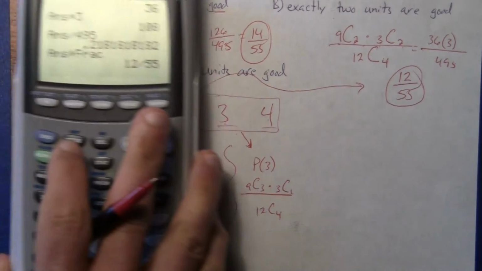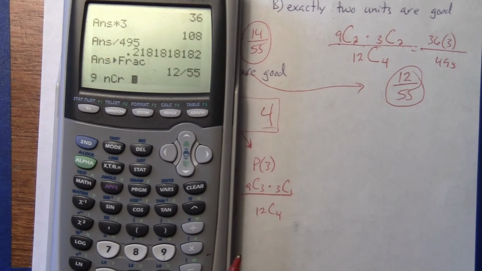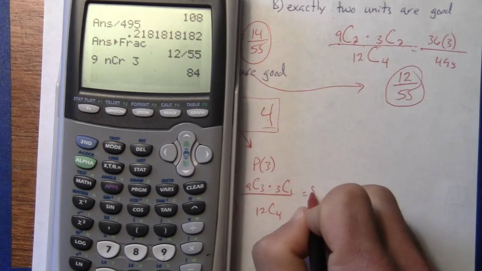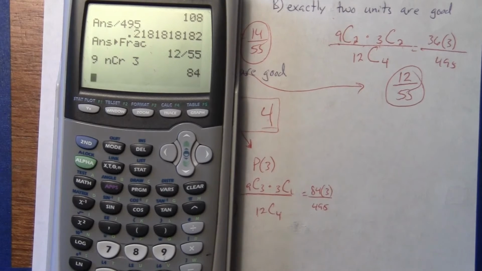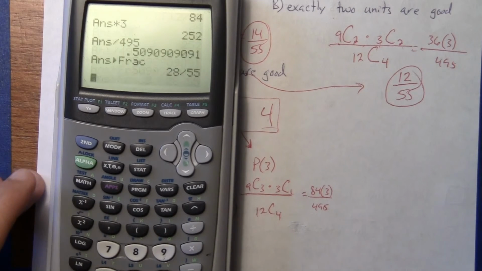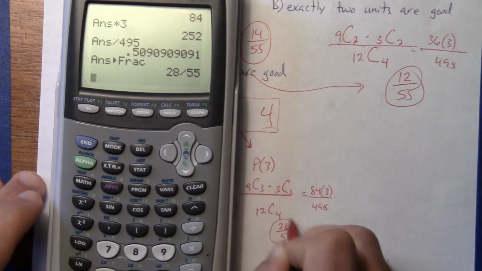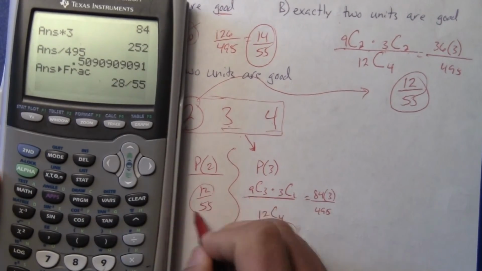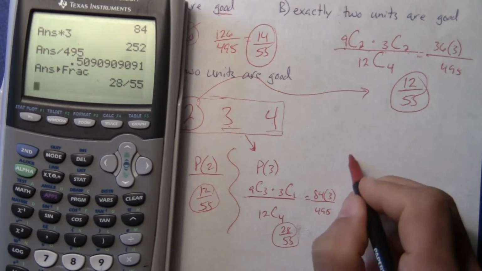And now I have to calculate these combinations. So 9C3 looks like it's 84. I know 3C1 is 3, and the denominator, of course, is not going to change. So 84 times 3 divided by 495 can give that decimal, approximately 51%. Or go ahead and change it to a fraction. This would be 28 out of 55. Remember, I'm going to eventually be adding all these together. So there's the probability of exactly 2, probability of exactly 3.